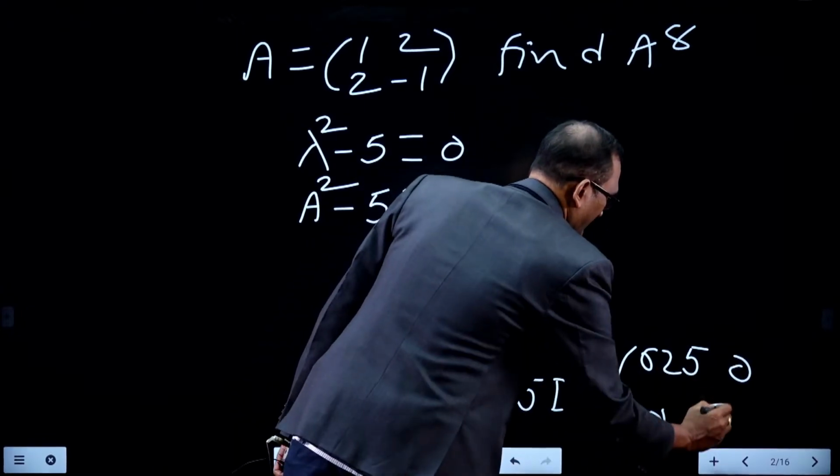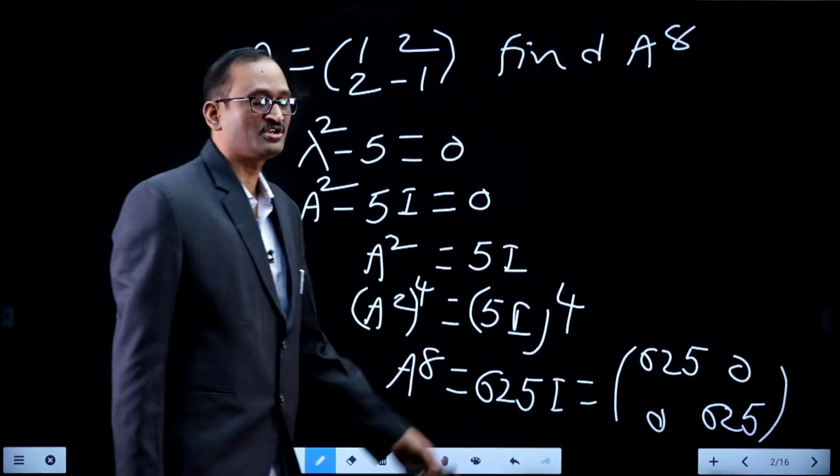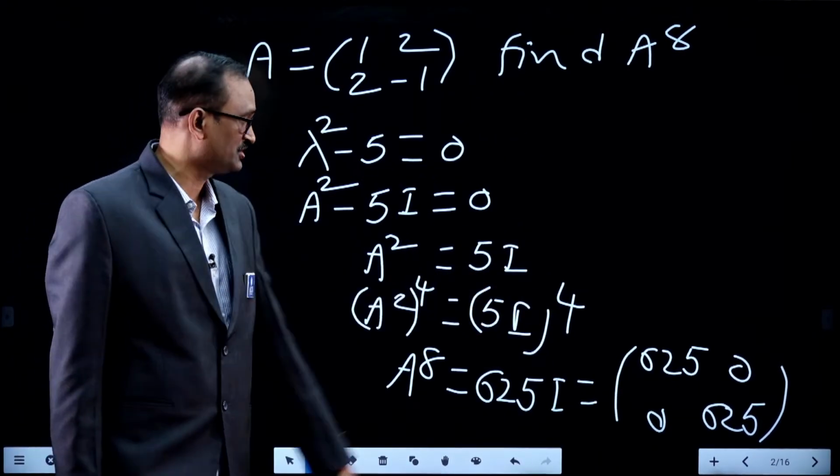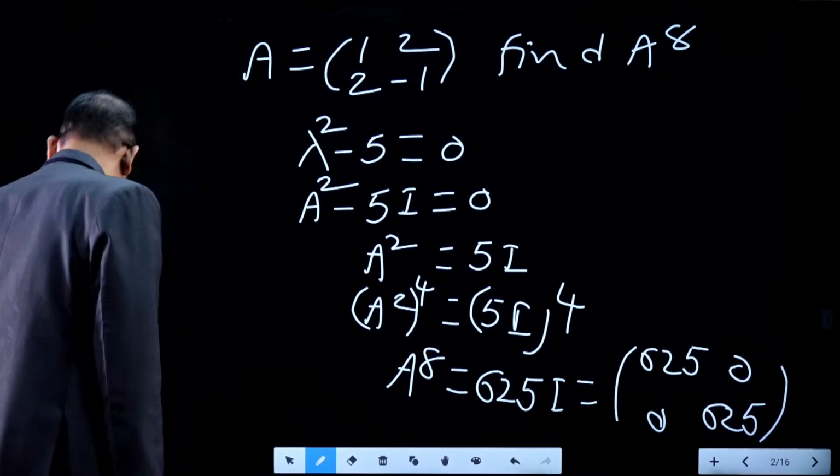[625 0; 0 625]. Actually we were given 4 options. All options are given in terms of matrices like [5 0; 0 5], [625 0; 0 625], something like that. So this is the answer.